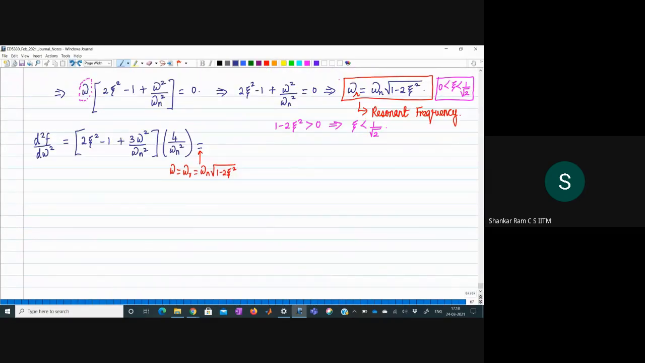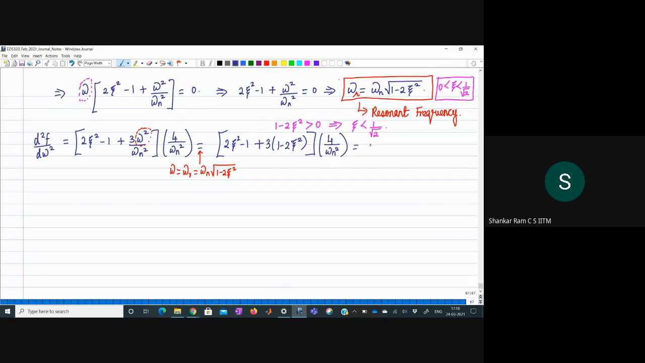Okay, so we will get 1 minus 2 times 2 zeta squared minus 1 plus 3 times 1 minus 2 zeta squared, because we substitute for omega r, right? Here, omega r squared will be omega n squared times 1 minus 2 zeta squared. So omega n squared and omega n squared will get cancelled off. And so then we will have 4 by omega n.